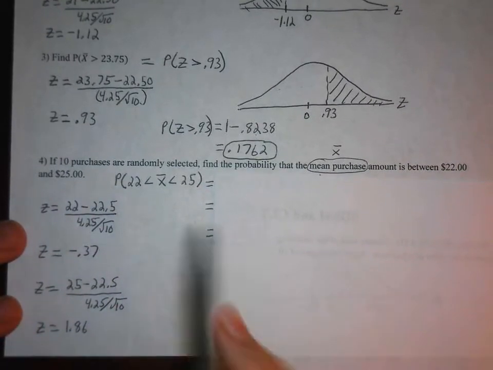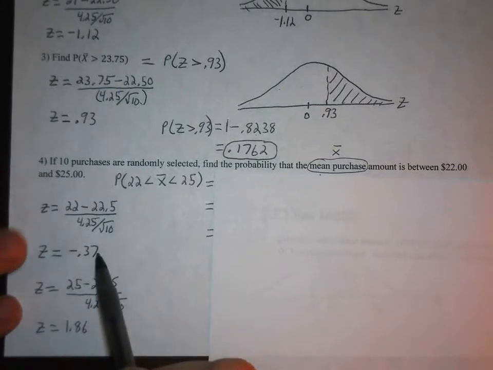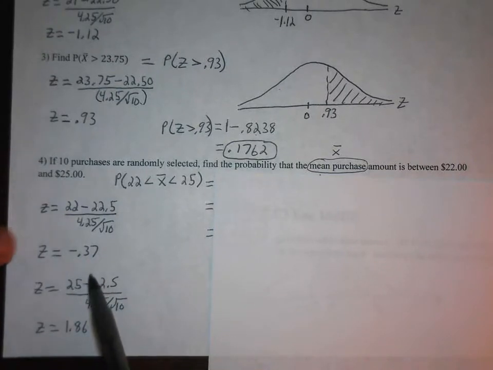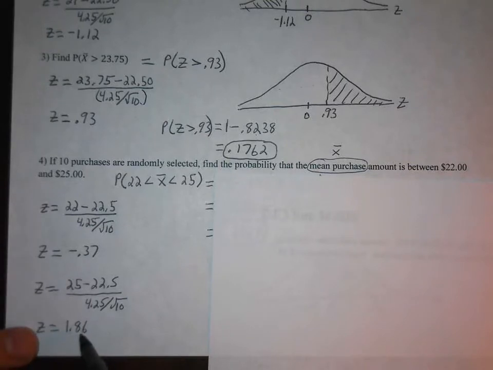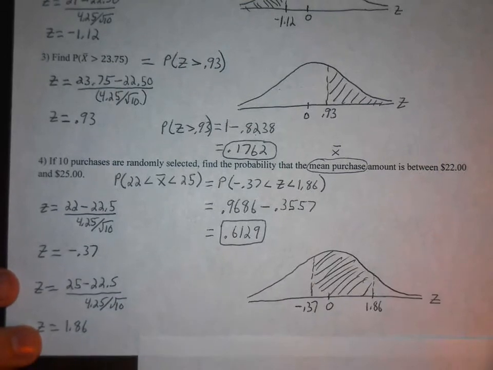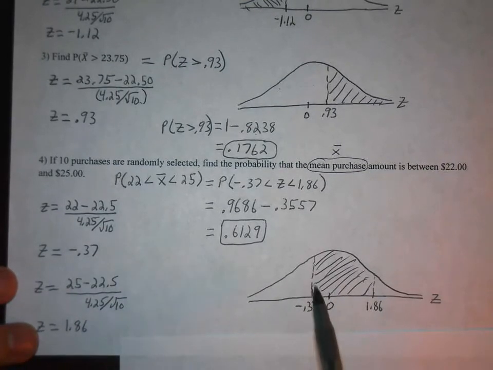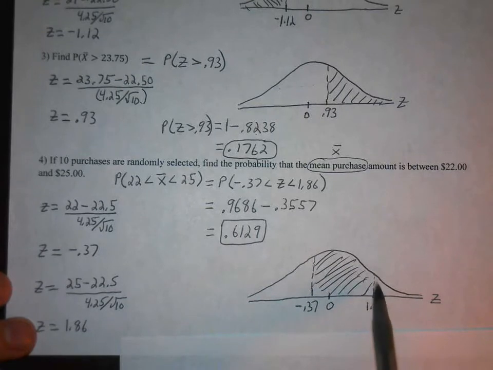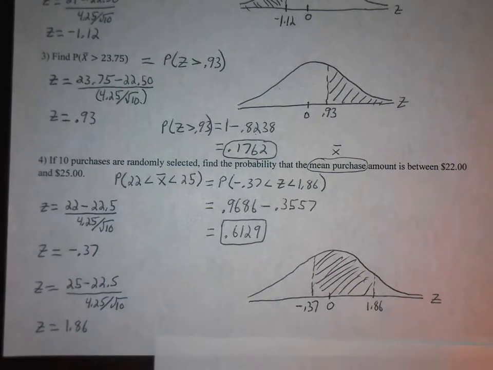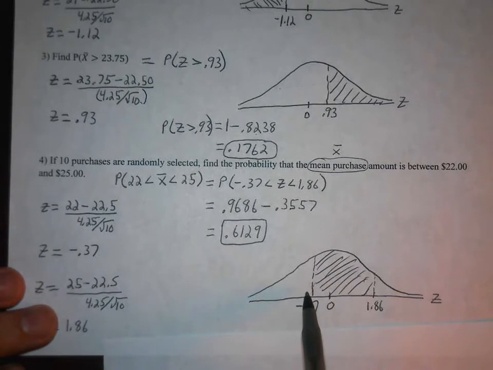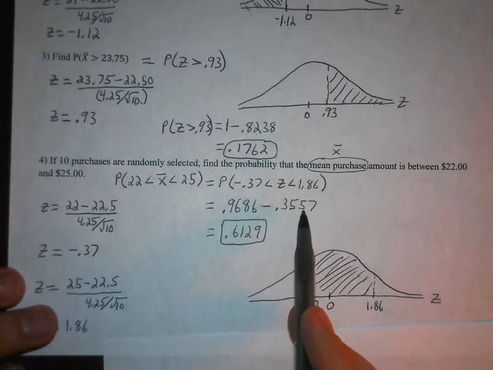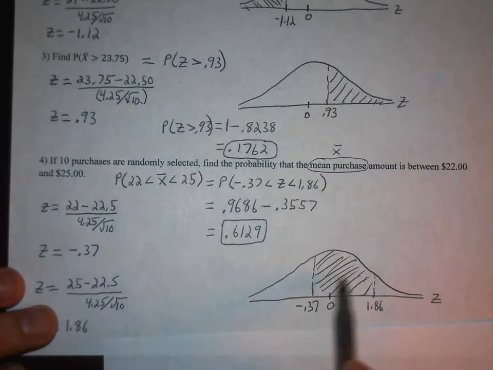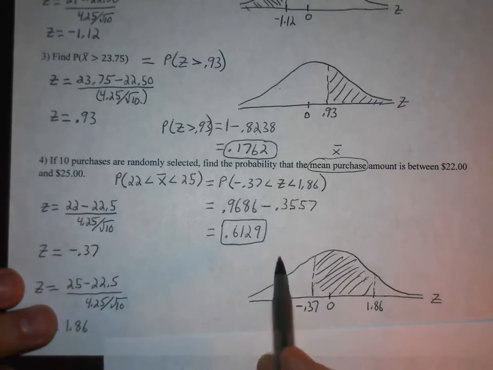An X bar value of 22 will give you a z-score of negative 0.37, and an X bar value of 25 will give you 1.86. On a diagram, now you're looking at z-scores between negative 0.37 and positive 1.86. When you look up 1.86 on the table, you get 0.9686. When you look up negative 0.37, you get 0.3557. You subtract those to find the area between them, and that's 0.6129.